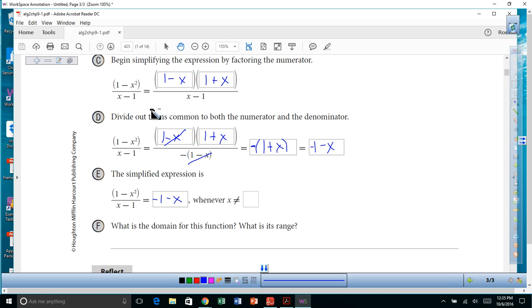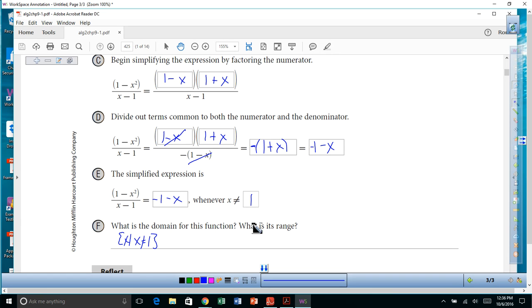The simplified expression is 1 minus x squared divided by x minus 1 equals negative 1 minus x, whenever x is not equal to 1, and that's back up there. What is the domain for this function? It's going to be all real numbers except for x cannot equal 1. Remember up there, 1 made it 0.